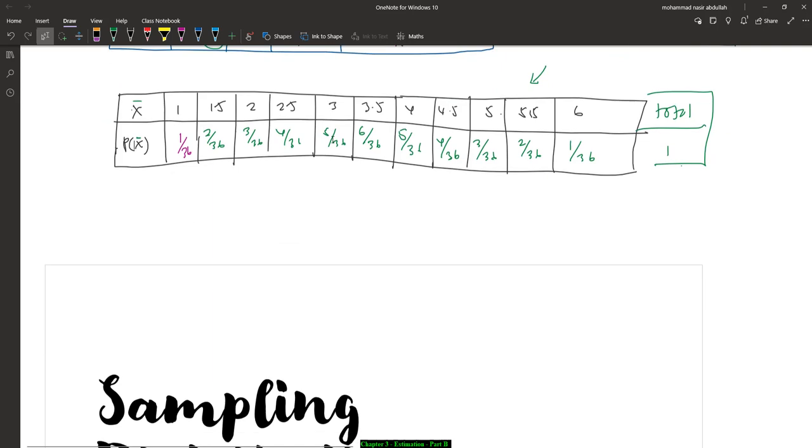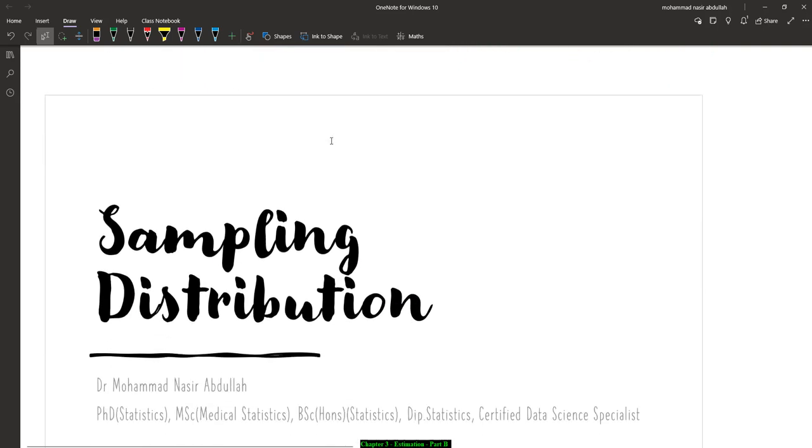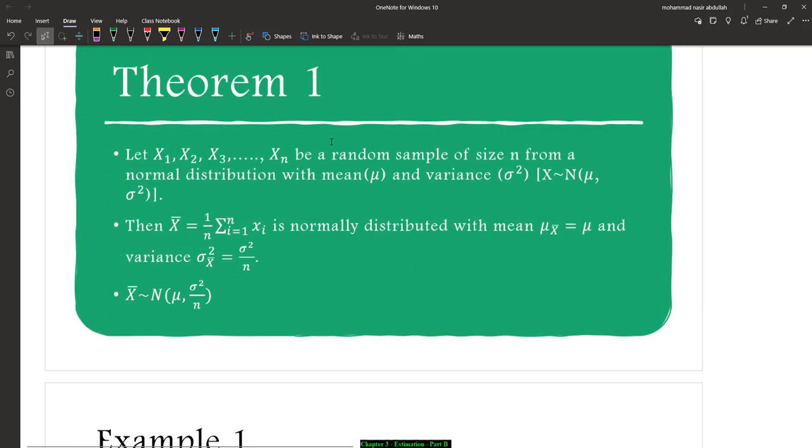Alright. So now let's look into the real sampling distribution. Now theorem number one. Theorem number one is basically the same as the introduction theorem, right? So we already proved this one. The variance of the sampling distribution should be sigma squared over n. We already know this.